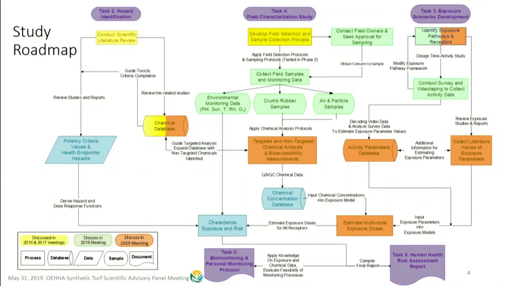The equations and the exposure and risk will then be summarized in the Human Health Risk Assessment Report, which is our next task, task 6. And the chemical and exposure data will also be used in the development of the biomonitoring and personal monitoring protocol, which is task 5 here. So this is the summary of our roadmap for the turf study.